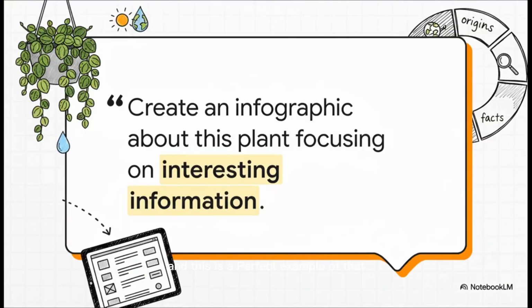And this is a perfect example of that. A user can just give it a subject, like this string of turtles plant, and ask for an infographic. The AI doesn't just draw a pretty plant, it actually taps into its knowledge base to pull out useful info about where it's from and how to care for it, and then designs all of that into a clear, compelling visual.